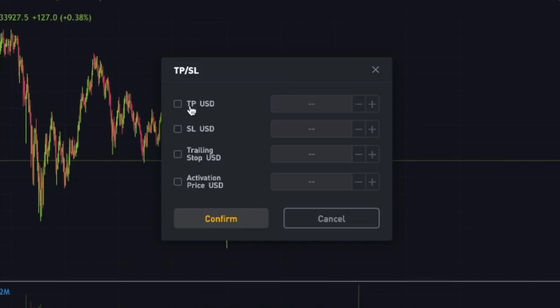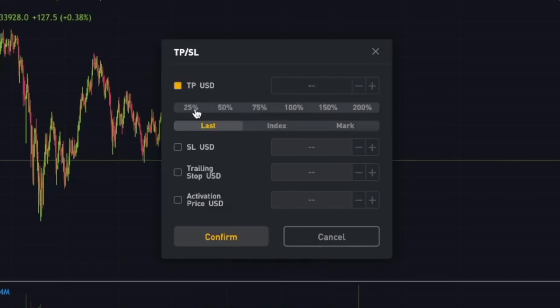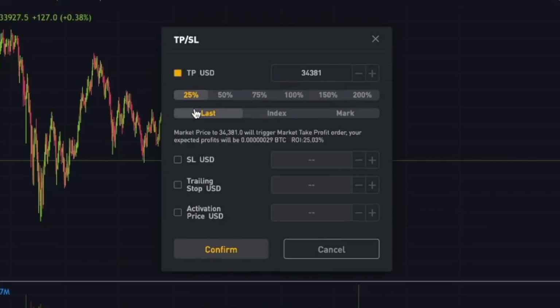Now, TP stands for take profit, SL stands for stop loss, and trailing stop is the stop loss gradually going with the price at a certain level depending on what you choose. And then activation price in USD as well. With a take profit, you can choose when you want to take profit. Do you want to take it when it's 25% in profit? 50% in profit? You can also choose the price you want. Say you want to take profit at $40,000. When Bitcoin goes to 40K, that's when I'm going to take profit.